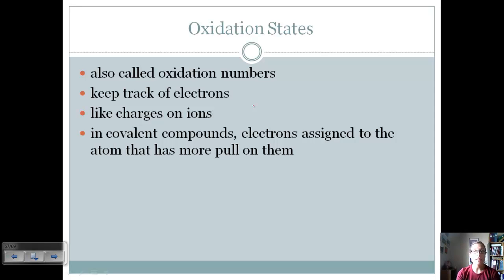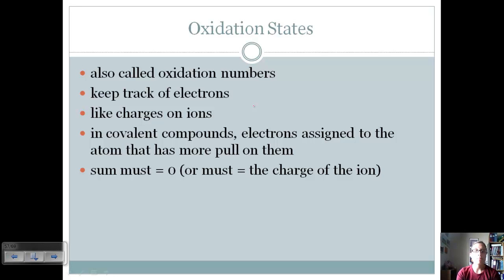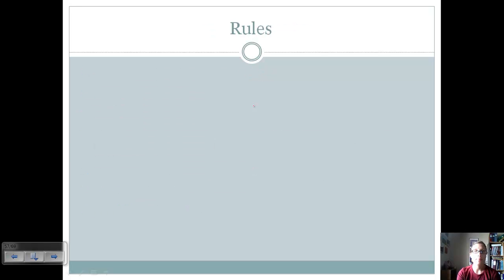In covalent compounds, electrons get assigned to the atom that has more pull on them. So if you remember things like partially positive, that's kind of what we're talking about there. The sum of the oxidation states must equal 0, or if it's an ion, it must equal the overall charge of the ion. For ions, we always write our charge as the number and then the sign. So if something is a 2+ charge, we would put the 2 and then the plus. The sign always goes after the number. For oxidation states, the sign goes before the number. So if it has an oxidation state of +2, we put the sign first.